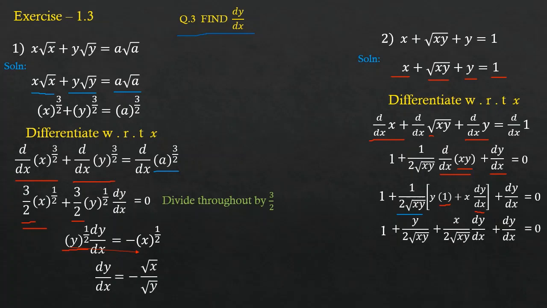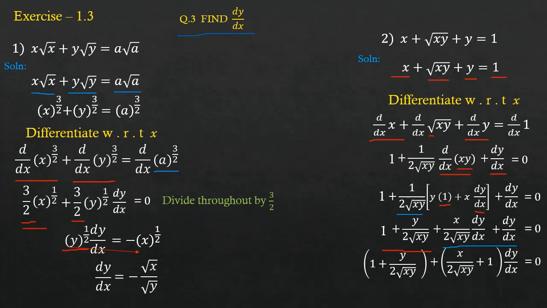Now we have to write down all the terms which having dy by dx on one side, and all the terms those not having dy by dx will write down on another side. So we get answer as 1 plus y upon 2 root xy plus, taking dy by dx common, we are having answer as x upon 2 root xy plus 1 is equal to 0.